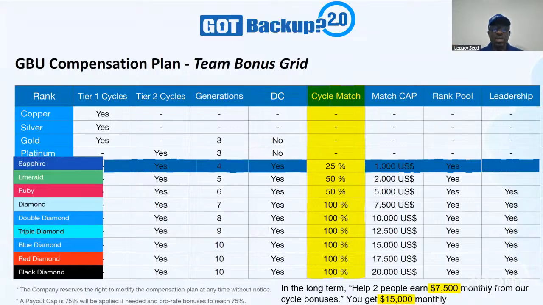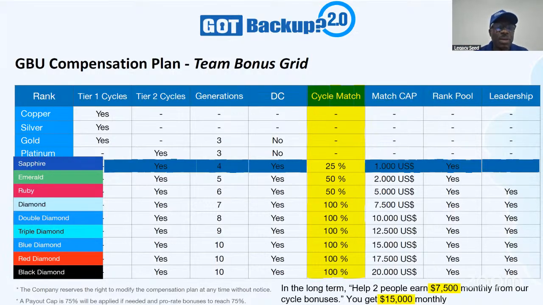Oh, you mean every month I'm going to earn $1,000 or $5,000? No. God Backup is not charity. All right? You work for what you earn. That's it. But they create a platform for people to build their financial future.